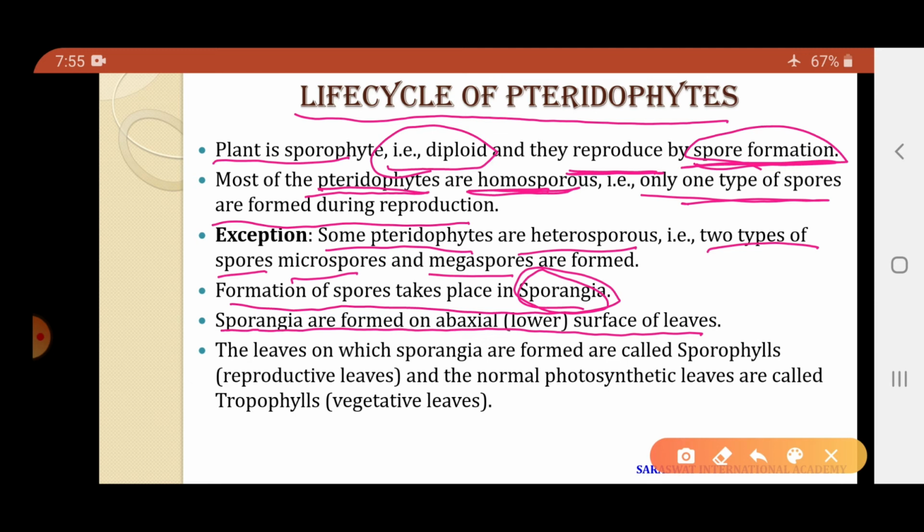Now those leaves which have the sporangia, they are called as the sporophylls. ऐसा नहीं है कि each and every leaves will have the sporangia. So students remember very carefully, those leaves which contain the sporangia, they are called as the sporophylls, which are called as the reproductive leaves. यानी वो reproduction में helpful करने वाले हैं. And normal photosynthetic leaves are called as tropophylls. यानी जो leaves सिर्फ photosynthesis करते हैं, जिनके ऊपर sporangia नहीं है, such leaves are called as the tropophylls or also called as the vegetative leaves.